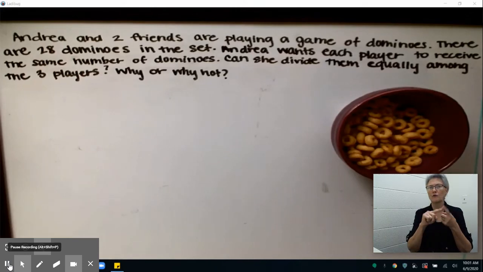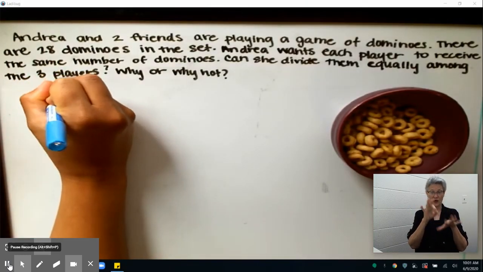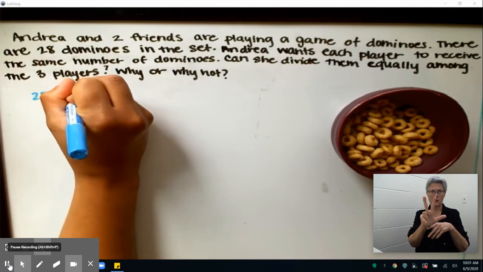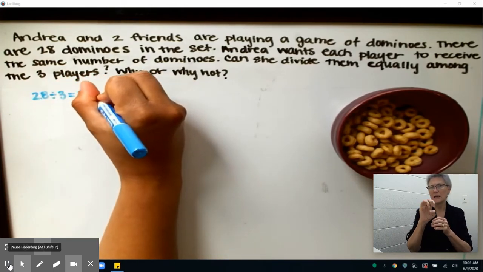So as we're reading this problem, we're understanding that we've got Andrea and two of her friends. So that's a total of 3 people. And they have 28 dominoes that they want to share. Andrea wants everyone to get the same number of dominoes. So I know that this story problem is asking me to find 28 dominoes divided by 3 players equals some number of dominoes in each group.